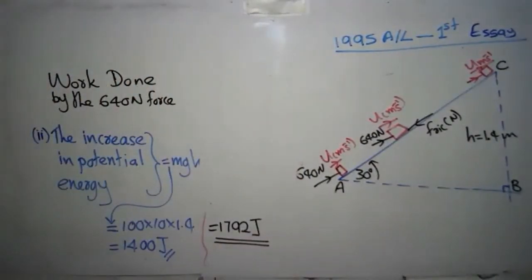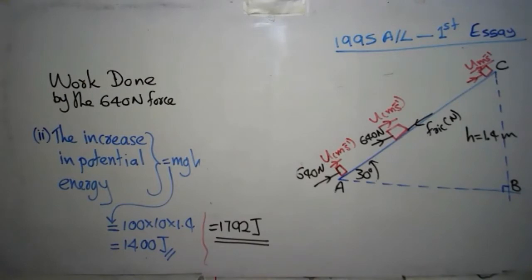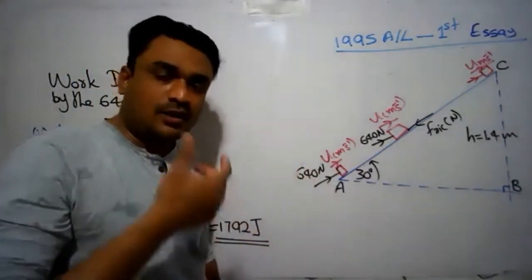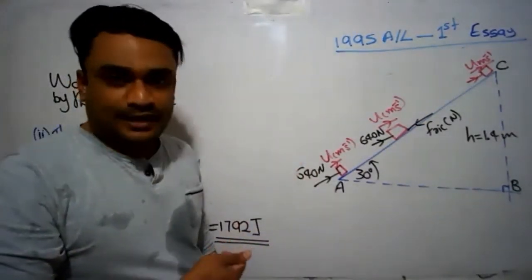Roman number 4. Read. Calculate the coefficient of friction between the box and the inclined plane. So before we calculate the coefficient of friction, we have to find the friction force first. Then only we can find the coefficient of friction.